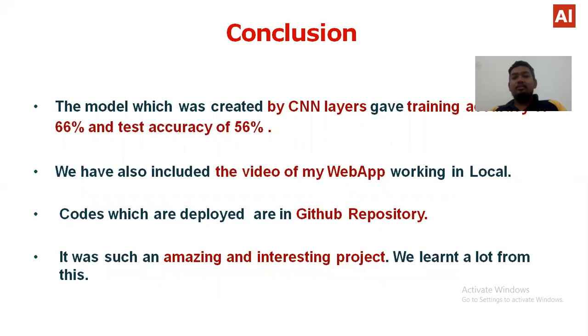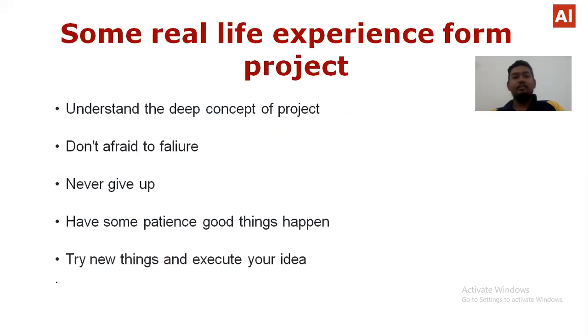So at the last, after completing this project, we made some conclusions depending on the models. The model created with CNN layers gave a training accuracy of 66%, as I told earlier, and a test accuracy of 56%, which I showed in the graph in the recent slides. We have also included a video of my web app working locally, and the code which is deployed is in the GitHub repository. It was such an amazing and interesting project that we learned a lot from it.